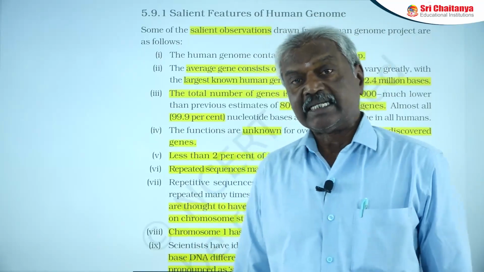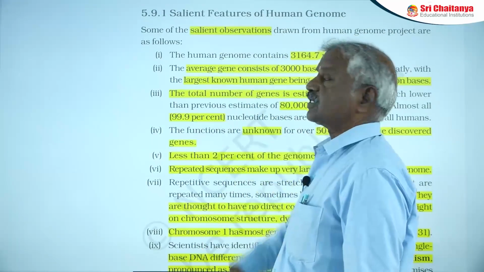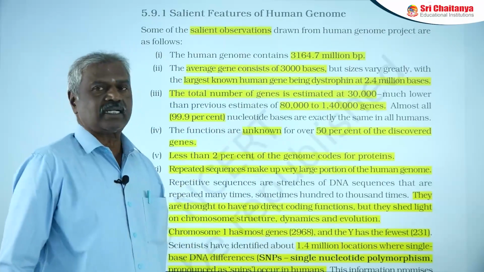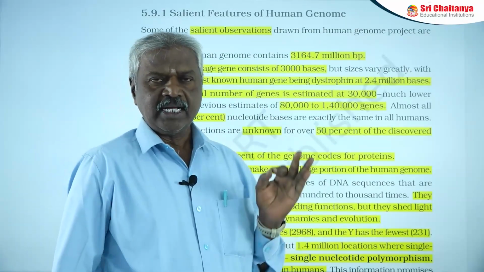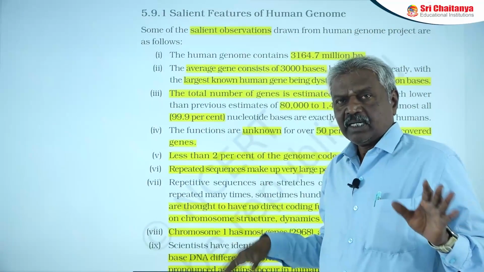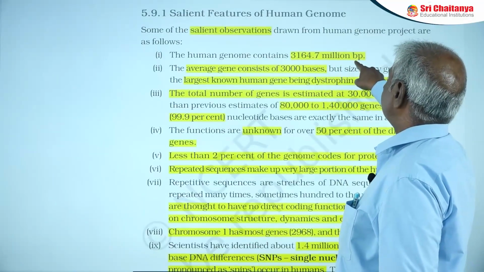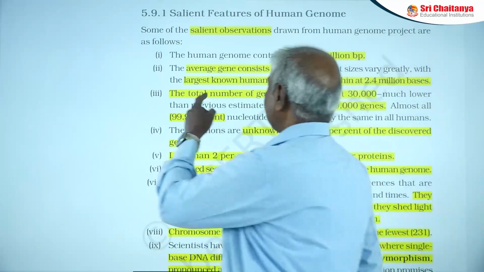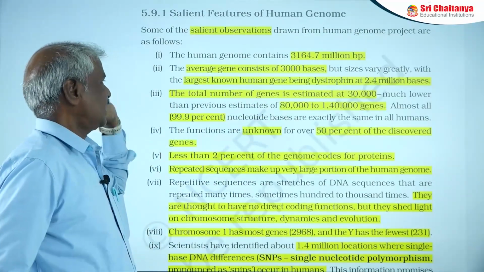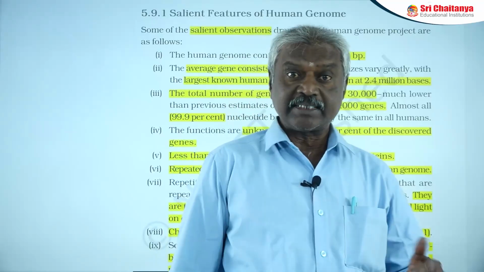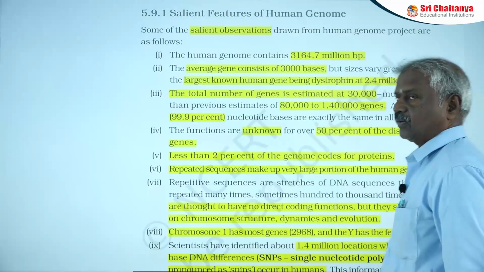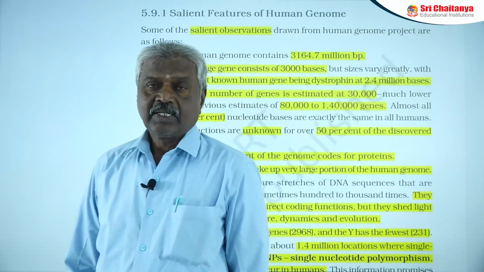At the end of the project, the geneticists who were involved came out with their observations. Those are the salient observations. The human genome contains 3,164.7 million base pairs. It's an exact number. Second observation: the average gene consists of 3,000 bases, but length always varies. The largest known human gene has a length of 2.4 million bases, which encodes dystrophin.